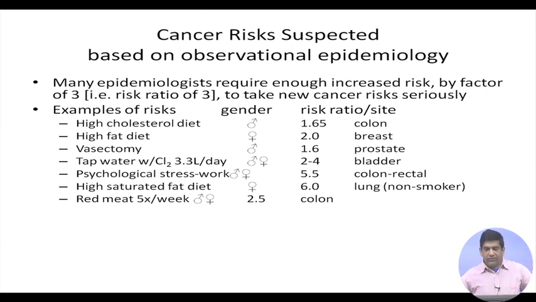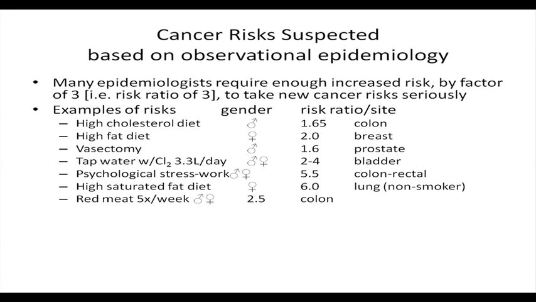Many epidemiologists require an increased risk by a factor of 3 to take a new cancer risk seriously. So anything more than 3, they take it seriously. Anything less than 3, we don't take it seriously anymore. So for example of risk, high cholesterol diet, and you see here gender in the middle. For male, high cholesterol diet, there is a risk ratio of 1.65 for colon cancer. Very fat diet, for the female it's around a risk ratio of 2 for breast cancer. Vasectomy, there is a risk ratio of 1.6 for prostate cancer.